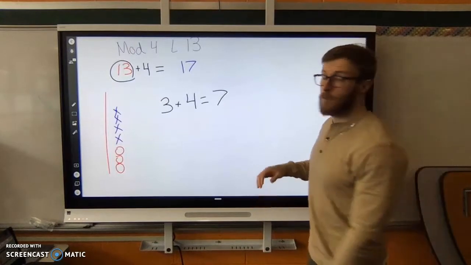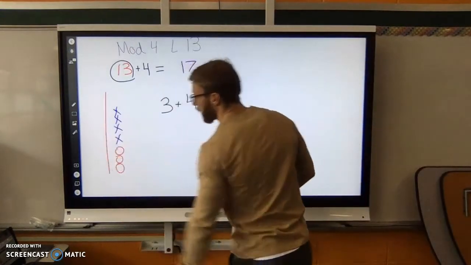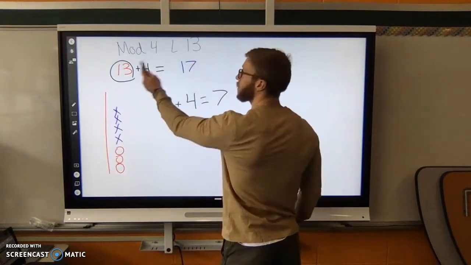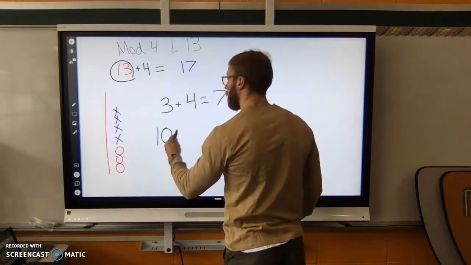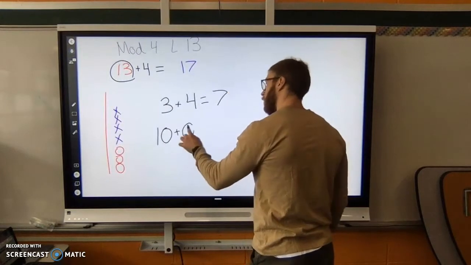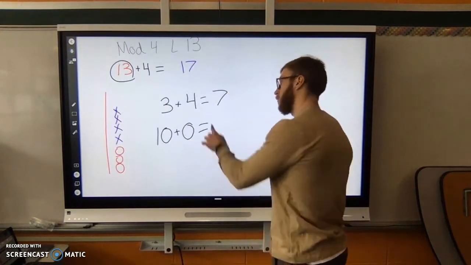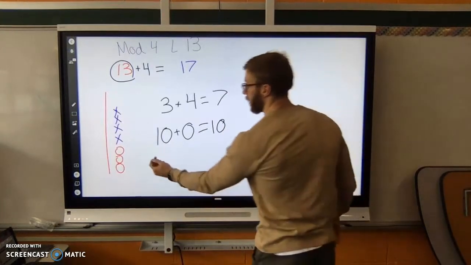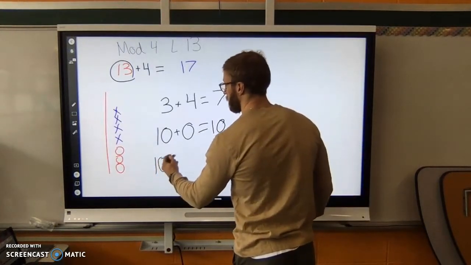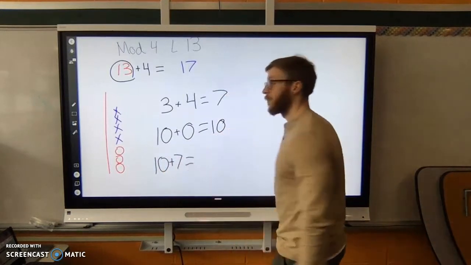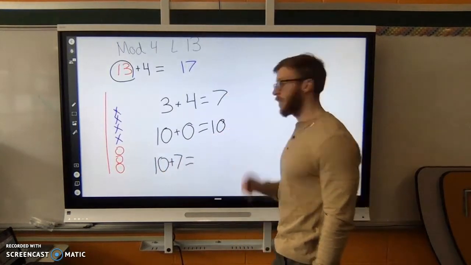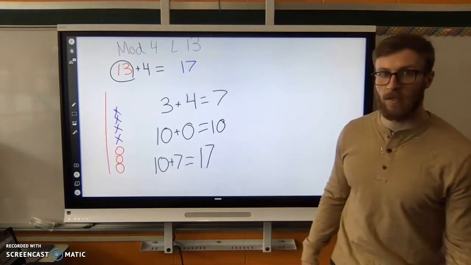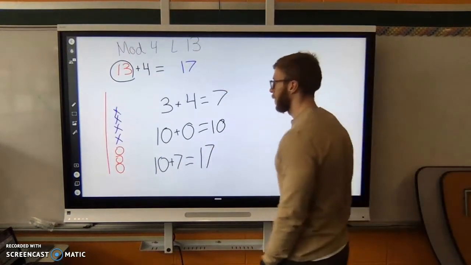That can't be our answer because we forgot this 10. We have 1 ten added with 0 tens, so 10 plus 0 equals 10. So now I have 10 and 7. I need to do 10 plus 7. And we should all know 10 plus 7 because it's one of our tens facts. 10 plus 7 equals 17. So we were correct. Right?